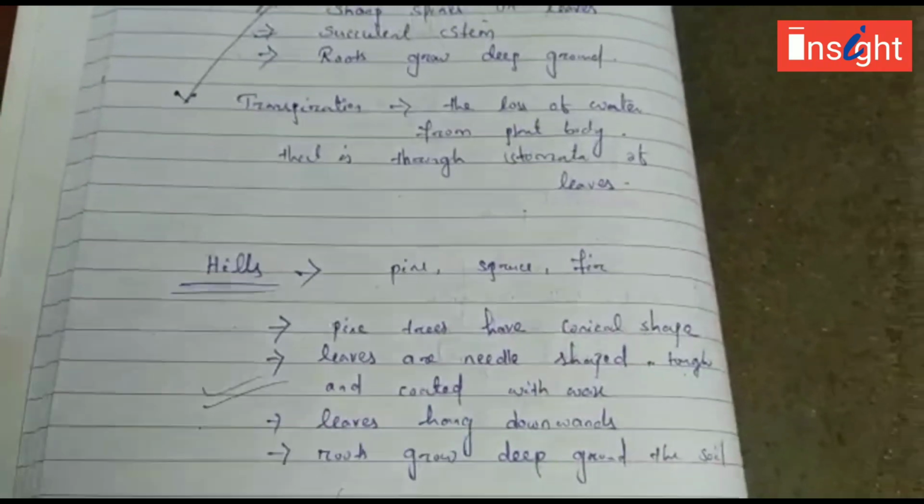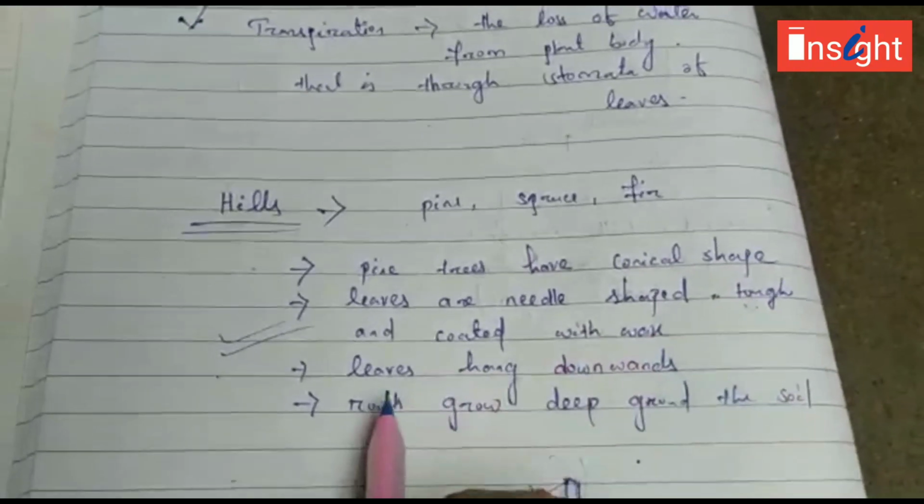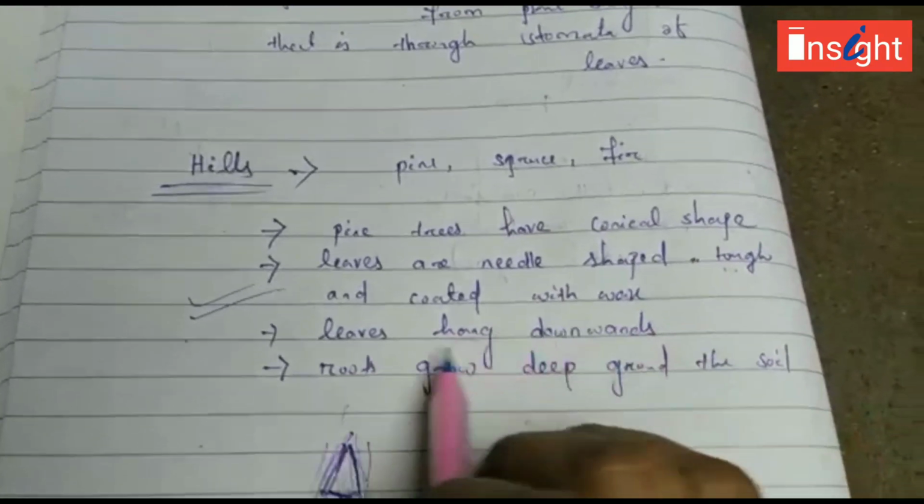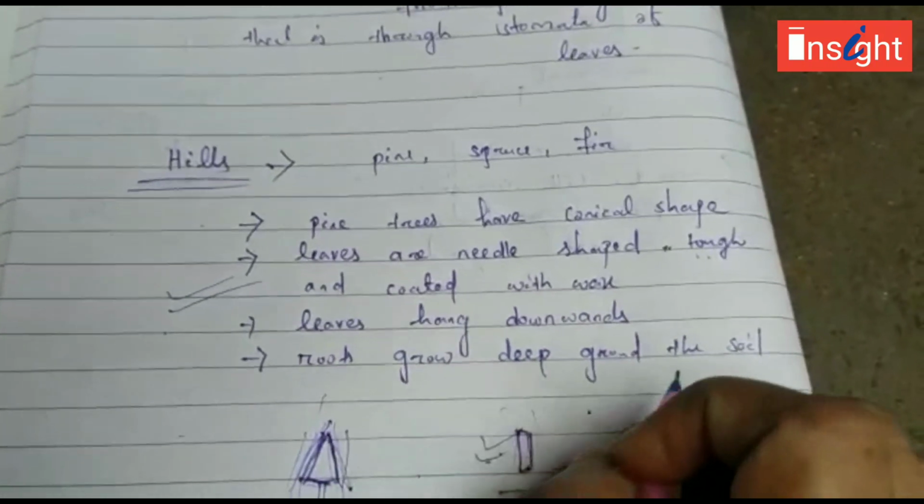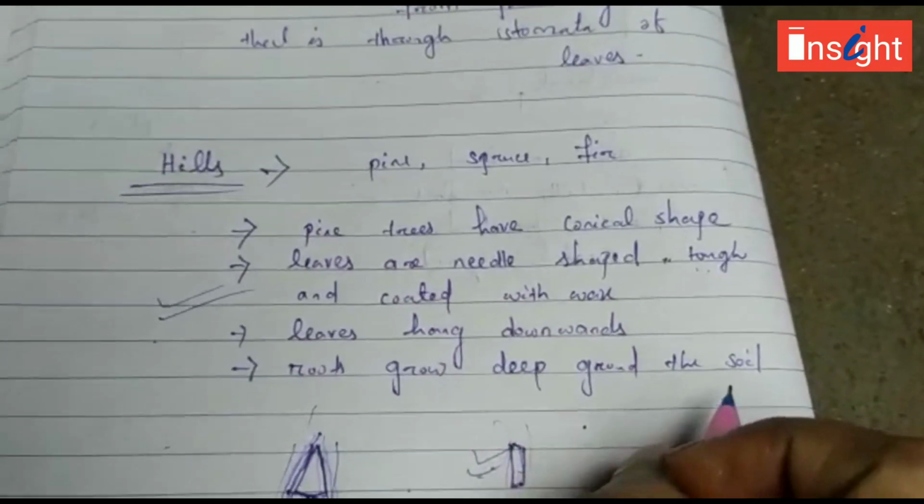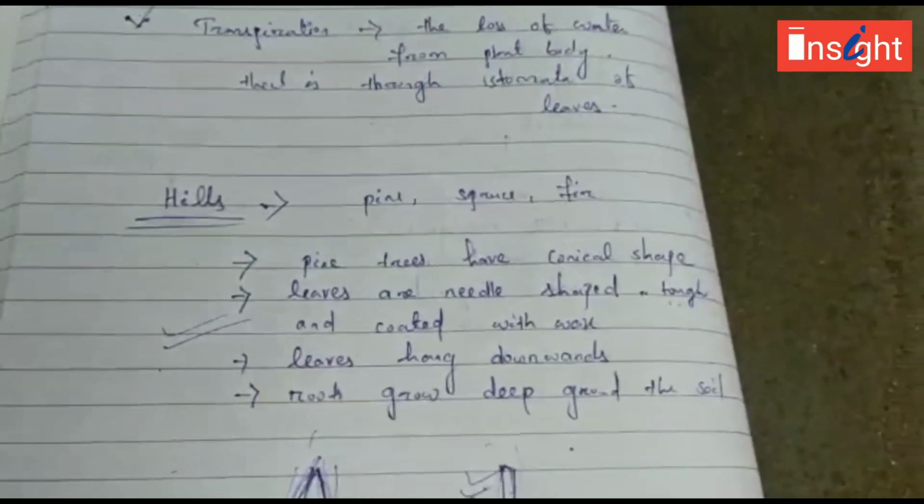For example, pine trees or the trees in the hilly areas have a conical shape. Leaves are needle shaped, tough and coated with wax. Leaves hang downwards. Roots grow deep into the soil to absorb as much water as possible.